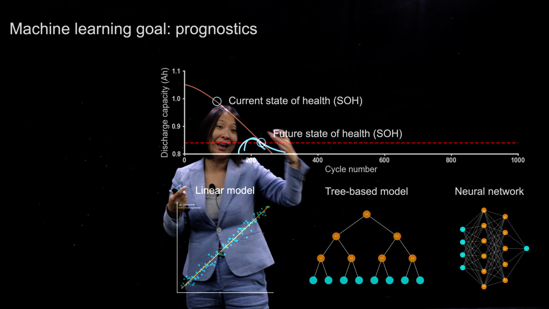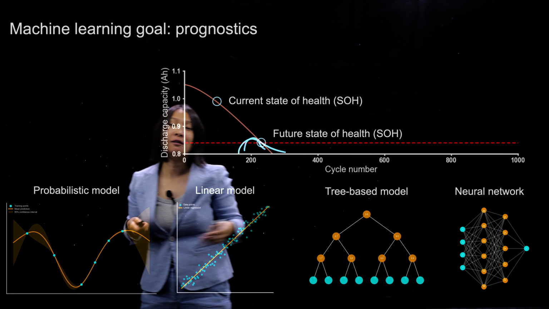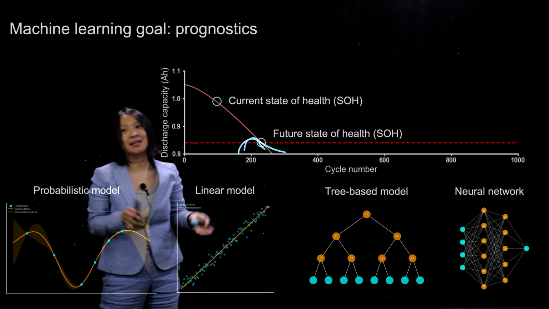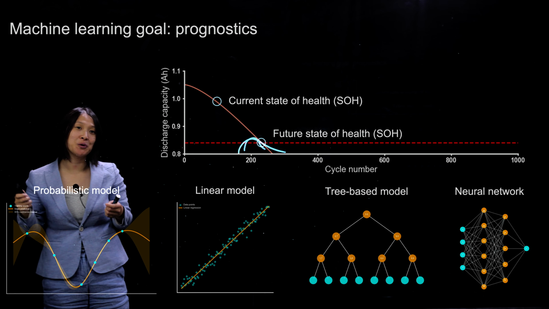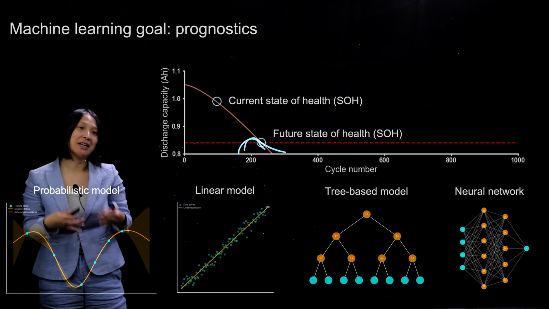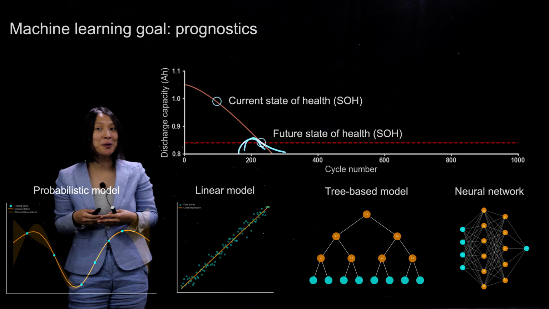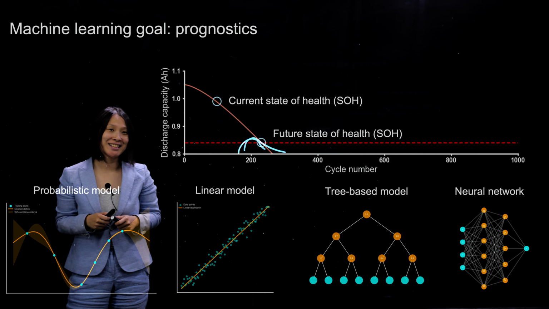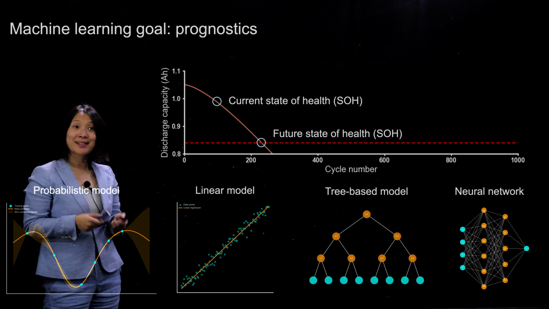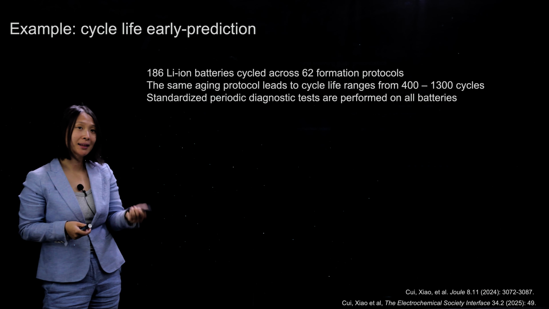If this is the case, you will often find probabilistic models, such as Gaussian process regression, being very powerful because they give us a predictive mean as well as uncertainty estimates for our prediction. That's the fourth type of regression model, probabilistic models, which have become increasingly popular among battery engineers. So let's take a look at an example.